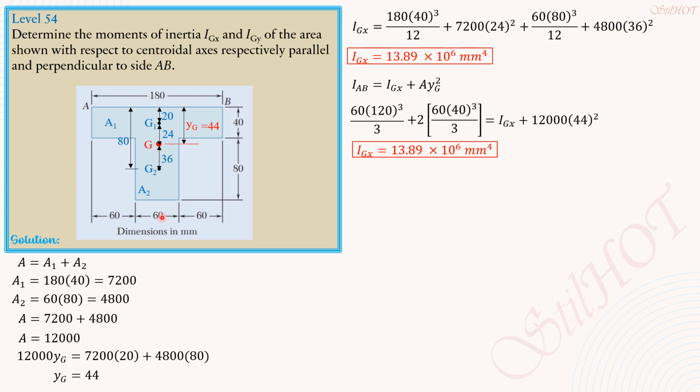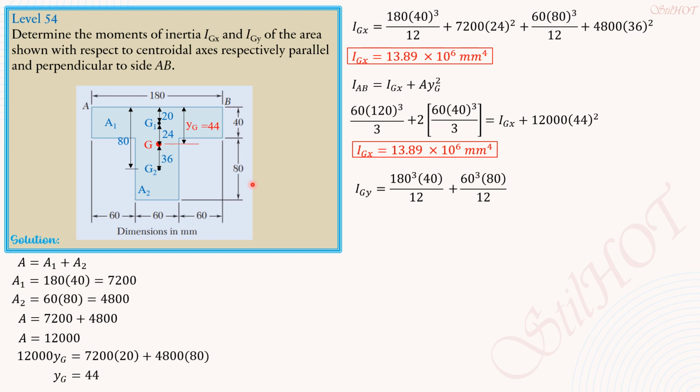Likewise, IGY, which is this axis here, so there's nothing to worry about. It is just the moment of inertia of a rectangle with respect to the centroid, so over 12, this centroidal axis here. So it is 180 cubed times 40 over 12 plus 60 cubed, 80 over 12.